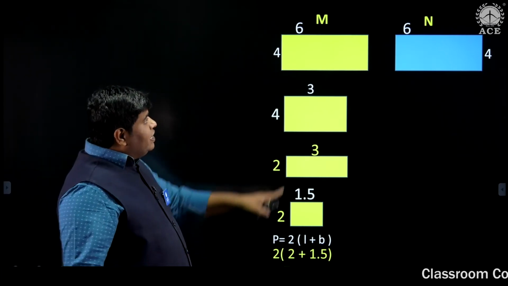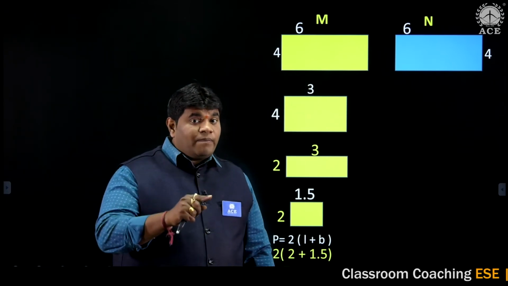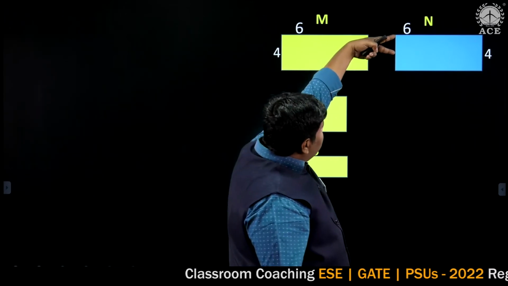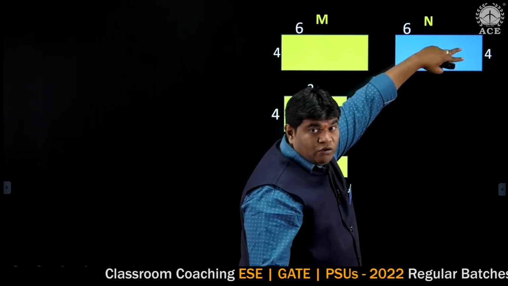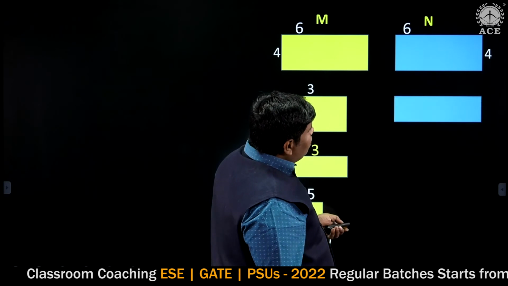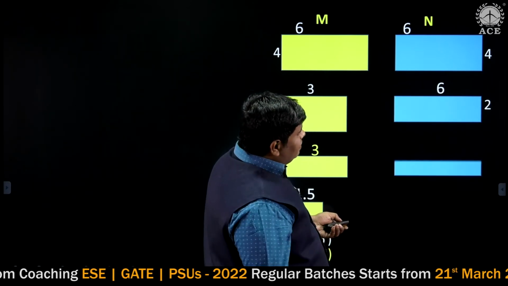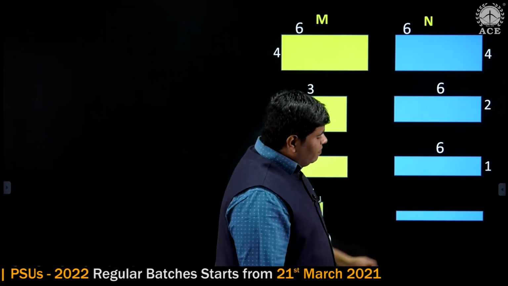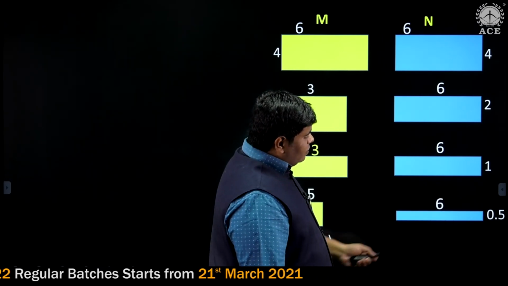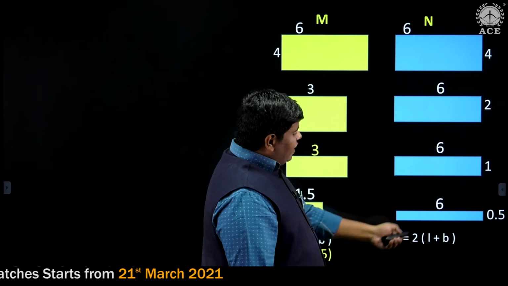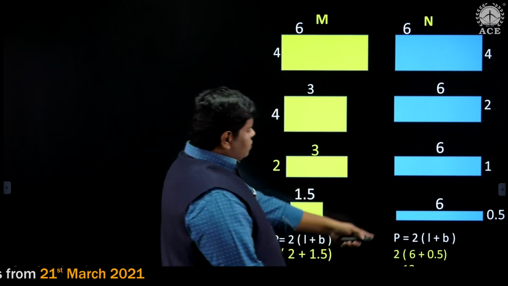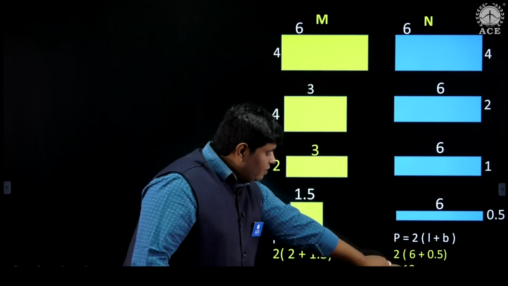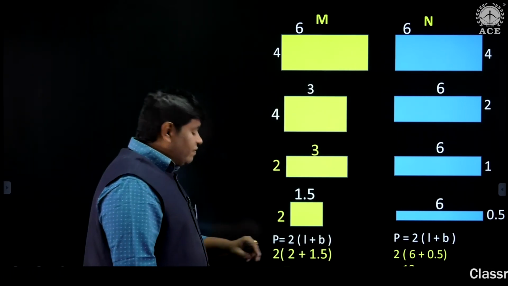In the same way, sheet N, long edge folded. So the 6 is folded like this. That length 6, no change. This 4 will be halved. Again 6, no change, and that 2 becomes 1. Again 6, no change, and that 1 becomes 0.5. So perimeter is 2 into L plus B, so 2 into 6 plus 0.5, so 13. So sheet N has perimeter 13, and sheet M has perimeter 7.